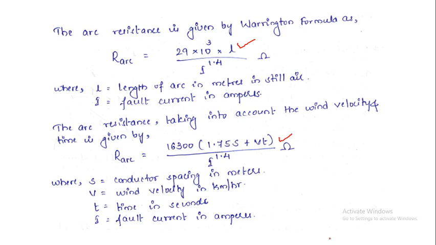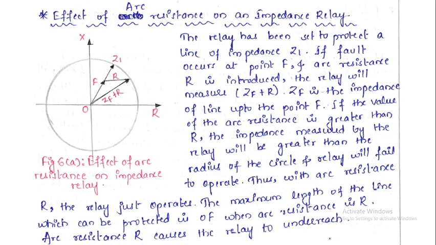Now we'll see how this arc resistance is going to affect the performance of the different relays. First we'll look at the effect of arc resistance on an impedance relay. The relay has been set to protect a line of impedance Z1. As we know, the impedance relay has a circular characteristic, and up to the point Z1 it is going to protect. Up to the value of impedance Z1 the relay is going to operate, and beyond Z1 it is not going to operate.